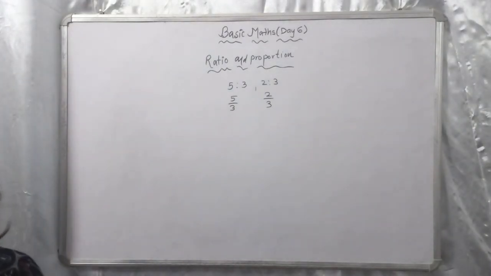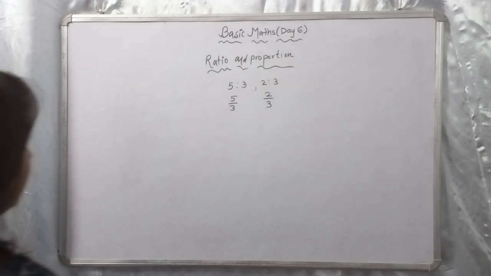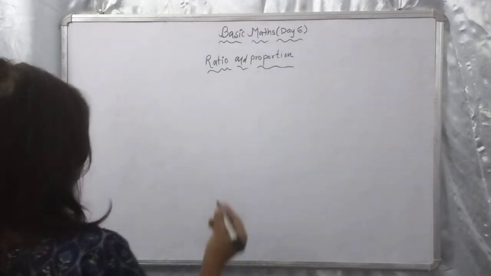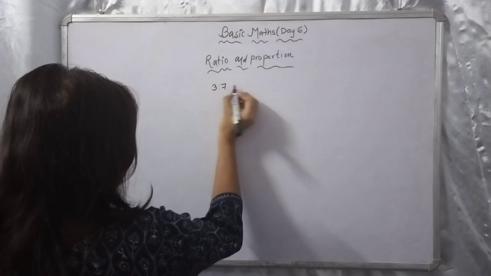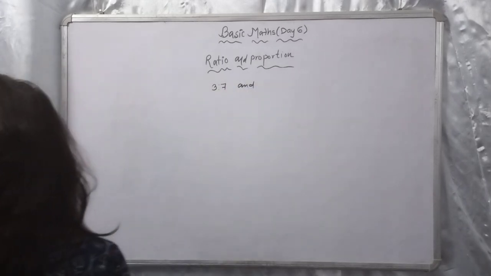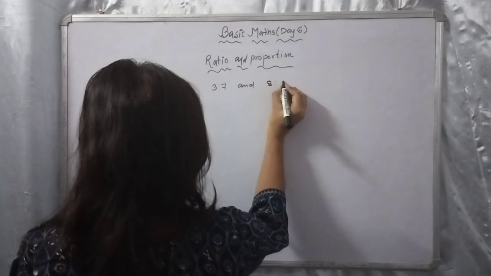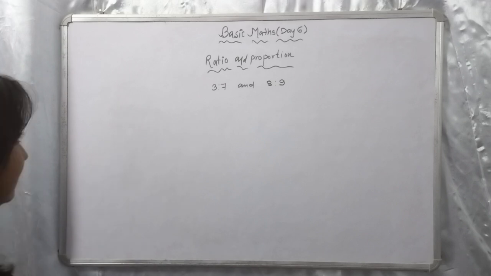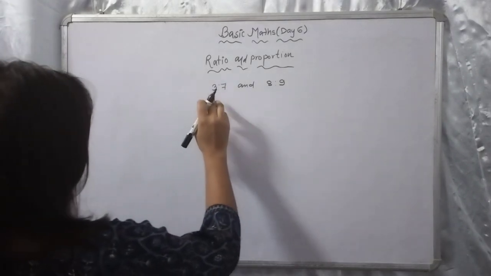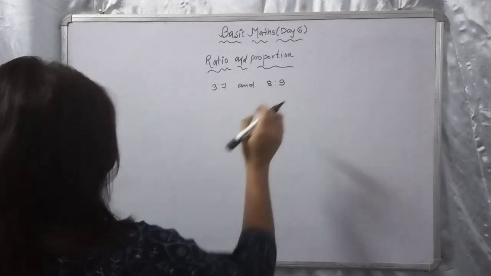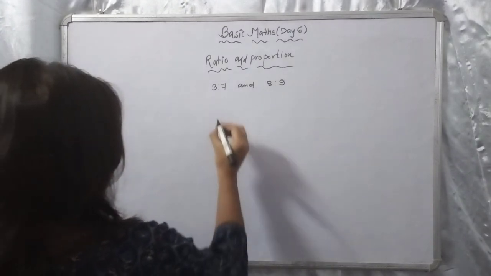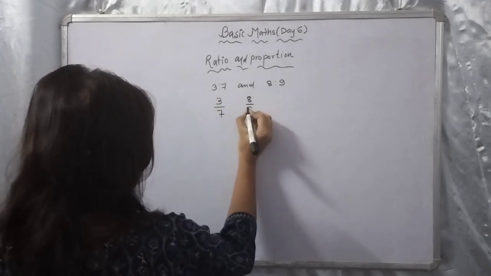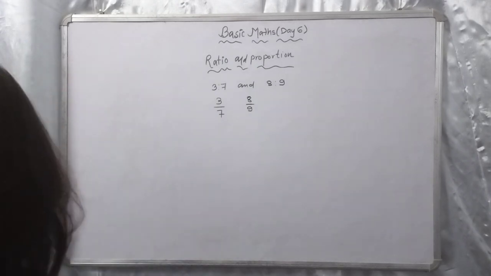Fine. Now this is ratio, and most of the questions related to ratio are which is bigger. These are some of the questions which are mostly asked in exams, that either 3:7 is bigger or 8:9 is bigger. So what you have to do is write 3/7 and 8/9. You can write it in this way, as I told you.